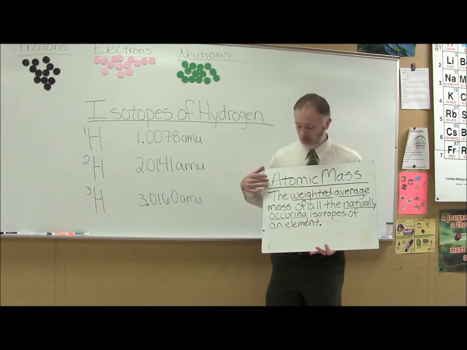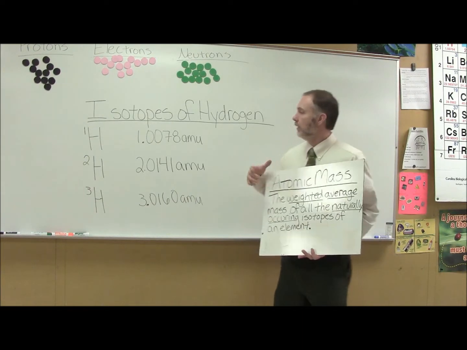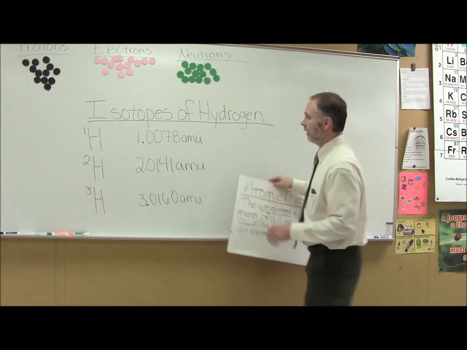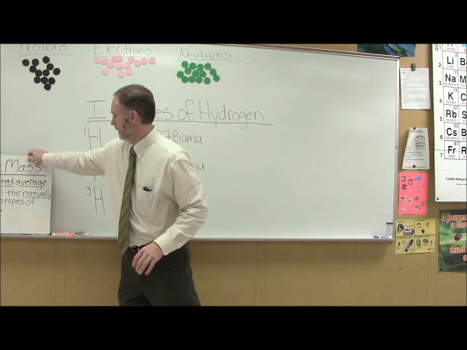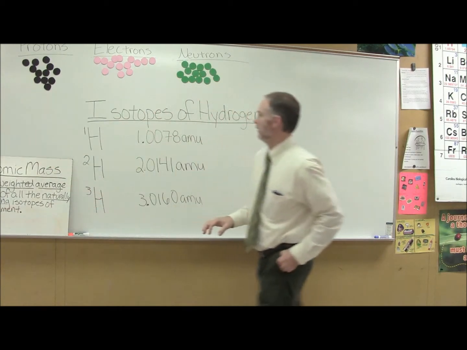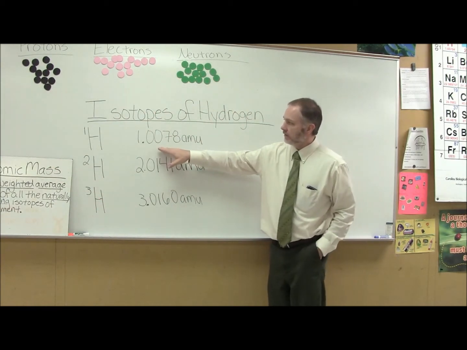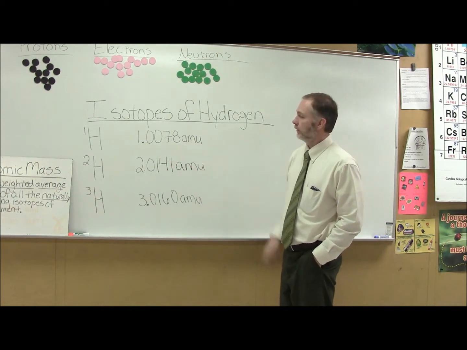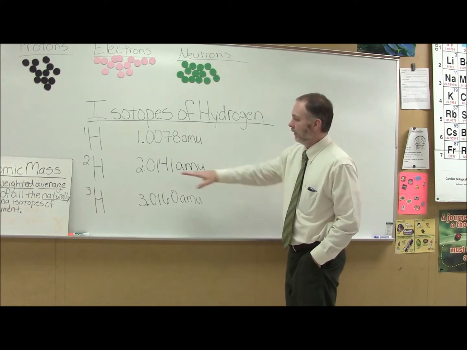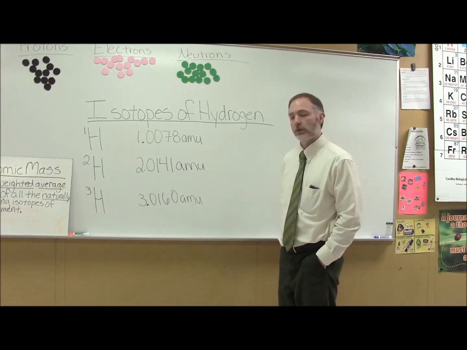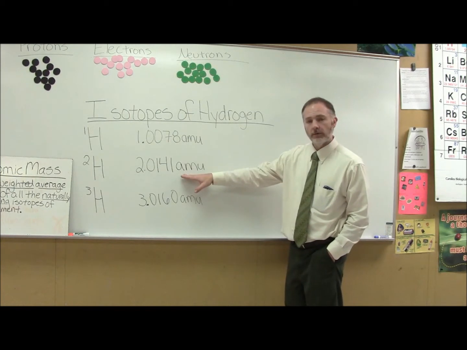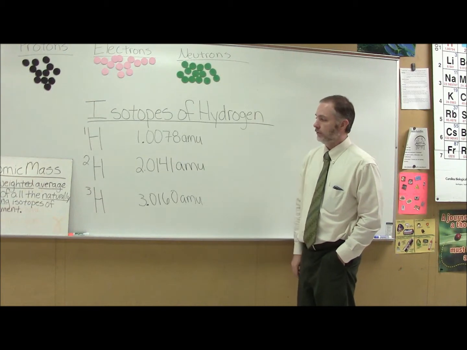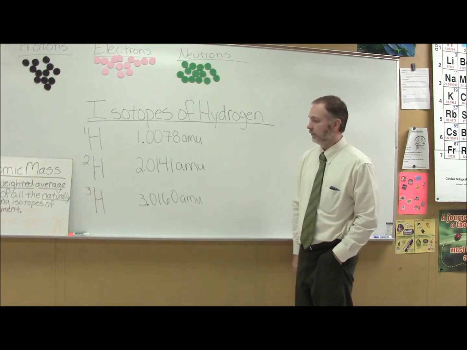So first thing I want to focus on though is this weighted average. And we're going to do today an example with hydrogen. There are three different isotopes of hydrogen. There's hydrogen that just has one proton, and this is its relative mass, 1.0078 AMUs. There's hydrogen with one proton and one neutron with this relative mass. And then something that's very, very rare is hydrogen that has two neutrons and one proton with this relative mass.